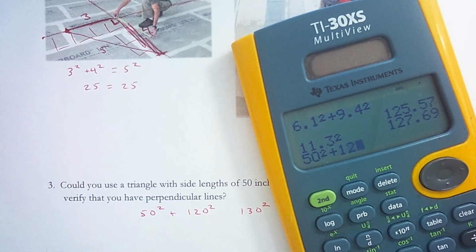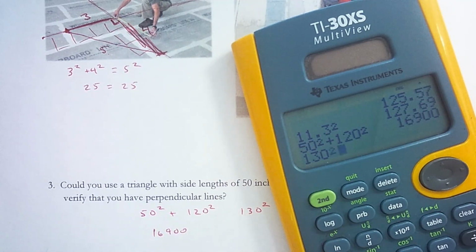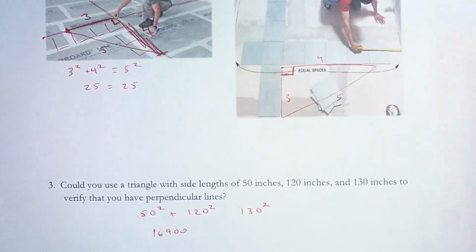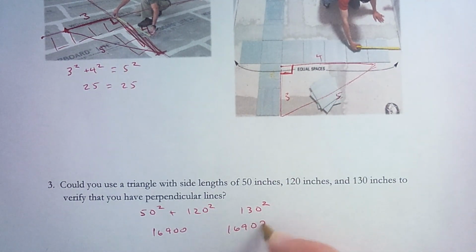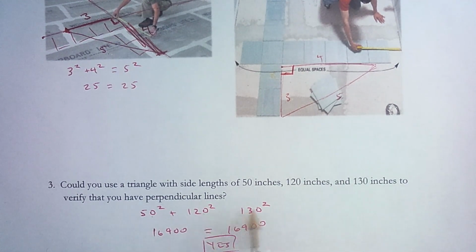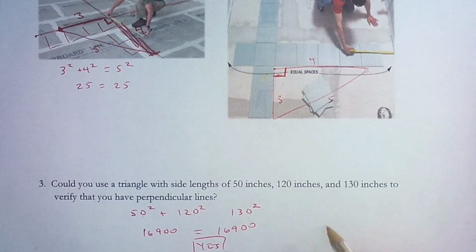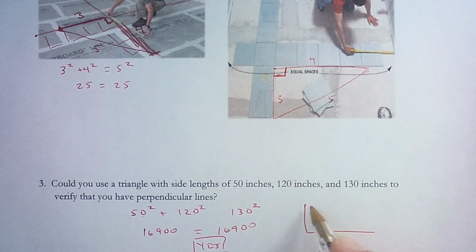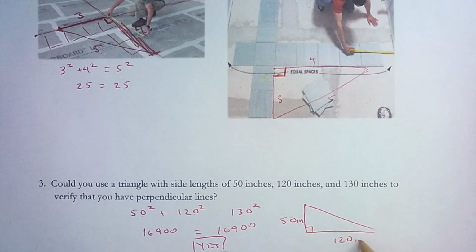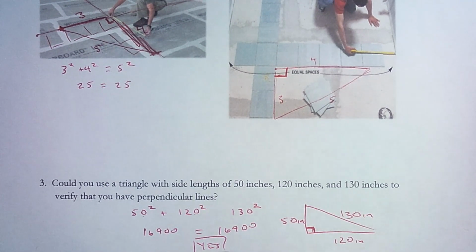50 squared plus 120 squared is 16,900, and 130 squared is also 16,900. So the answer is yes, you could use those, because those 3 lengths would form a right triangle, and a right triangle has perpendicular lines. Okay, so you would have a triangle like this: 50 inches, 120 inches, and 130 inches, and this is a right angle.